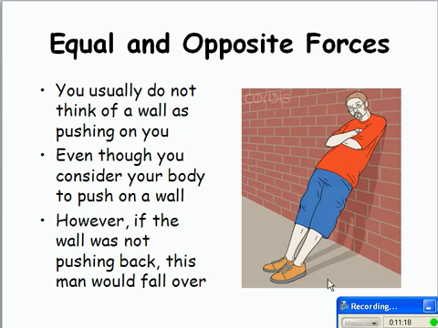So here we see a gentleman exercising his rights under the third law of motion. He's leaning against the wall. Now, when you do that, you wouldn't usually think of the wall as pushing on you, even though your body is leaning against the wall and you are pushing on it. But consider this guy's position. If the wall wasn't pushing back on him, he'd fall on his back. And so there is an equal force being exerted on his back that is exactly the same size as the force of his body that is leaning against the wall.